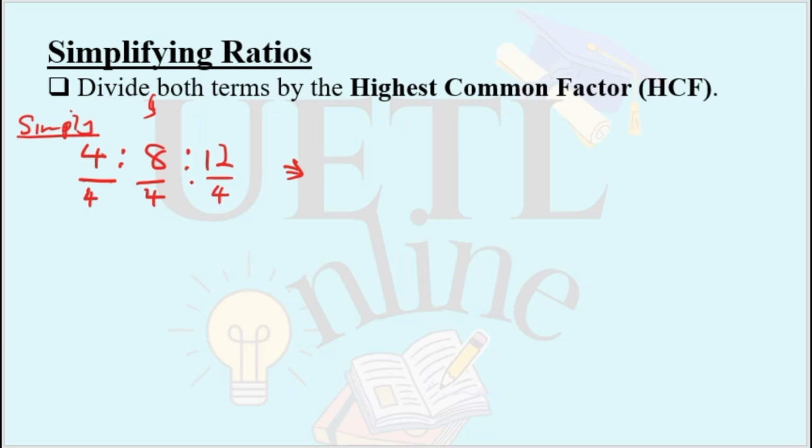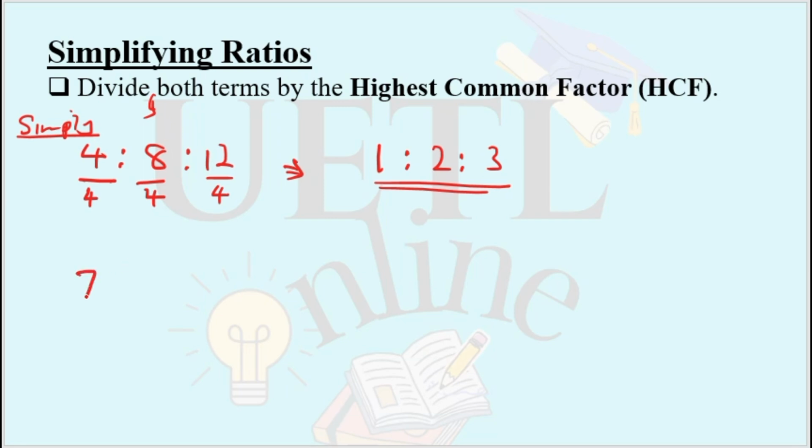Okay, so this means that our answer becomes 4 divided by 4 is 1, 8 divided by 4 is 2, then 12 divided by 4 is 3. So now we have successfully simplified our ratio. It's as easy as that. You just have to find the HCF, the highest common factor, then divide both parts. Okay, let's go to another example.